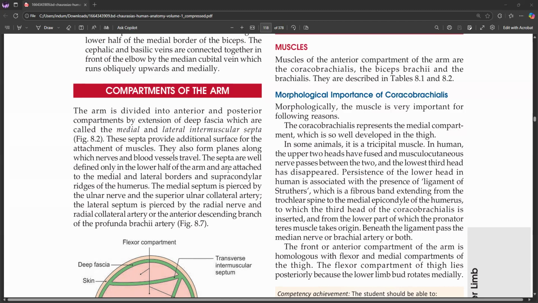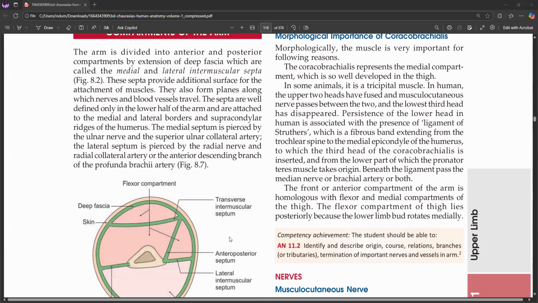The septa are well defined only in the lower half of the arm and are attached to the medial and lateral borders and supracondylar ridges of the humerus. The medial septum is pierced by the ulnar nerve and the superior ulnar collateral artery. The lateral septum is pierced by the radial nerve and the radial collateral artery, or the anterior descending branch of the profunda brachii artery. Figure 8.7.